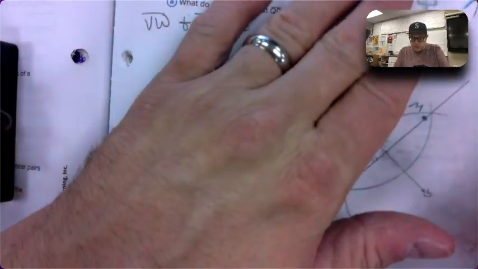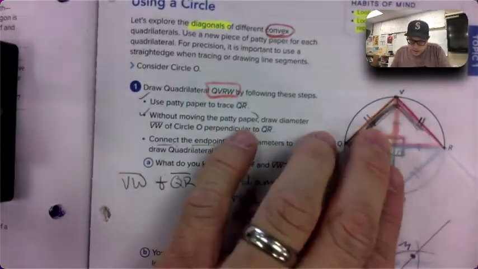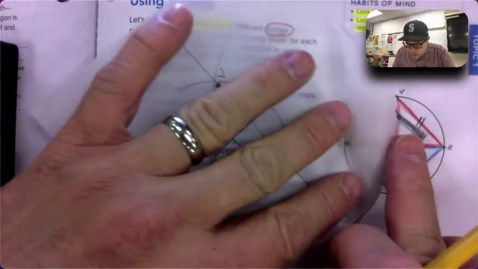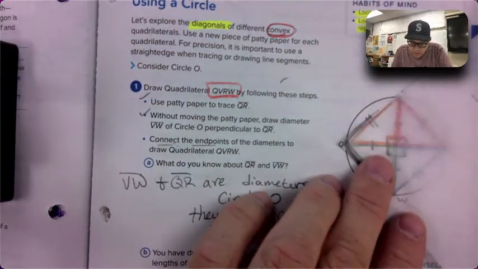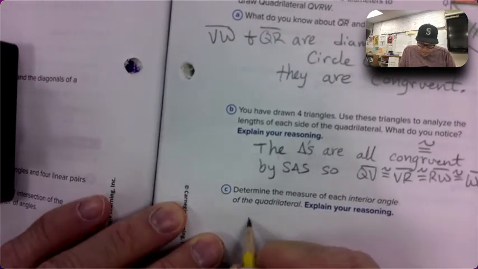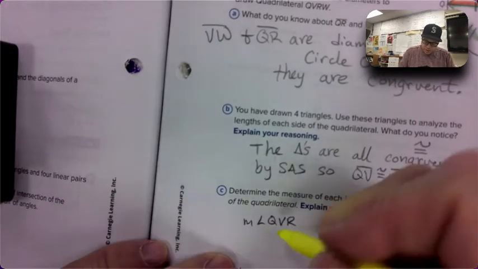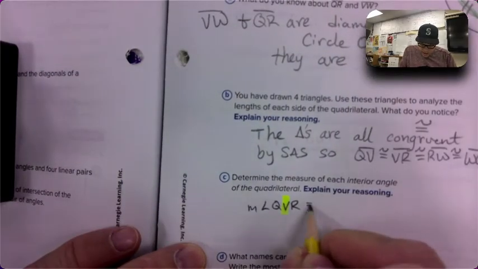So if I push this up into the shape right here, that's a 90-degree angle at V. That's a 90-degree angle at R. That's a 90-degree angle at W. And that's a 90-degree angle at Q. So by doing that, determining the measure of each interior angle, that means that the measure of angle QVR, pay attention to the middle letter, QVR is 90 degrees.